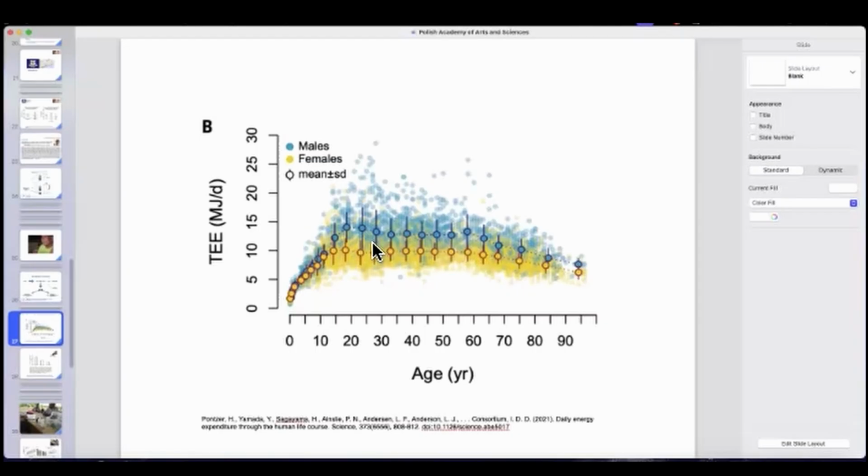Differences in body composition, greater muscle mass, which is one of the primary contributors to basal metabolic rate, is higher in males and persistently higher throughout their entire life. So that's something to consider in terms of how we think about reproductive effort in males compared to females.